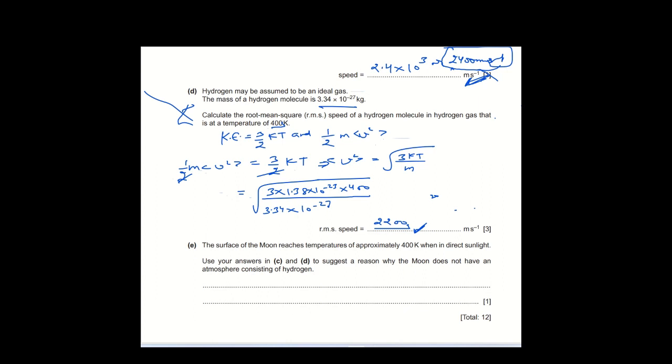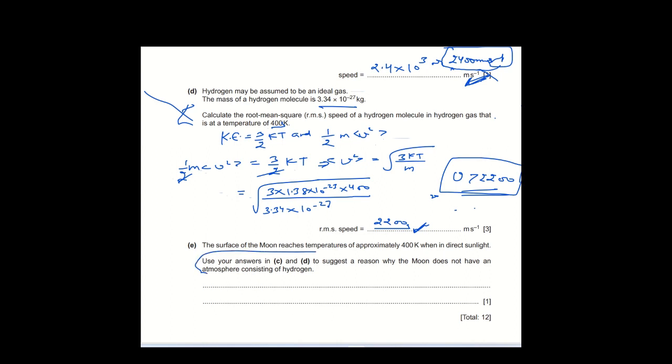Now you might think that if the RMS speed is less than the escape velocity, then the molecules should not escape from the surface and an atmosphere should exist on the moon. But RMS speed is the average speed only. This means there will be certain molecules which have speed greater than RMS speed, v greater than 2200, and if v is much greater than 2200, then those molecules will exceed the value of escape velocity, that is 2400 meter per second. Therefore they will leave the surface.